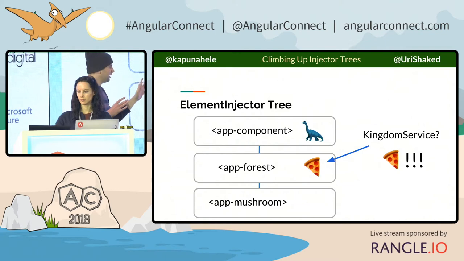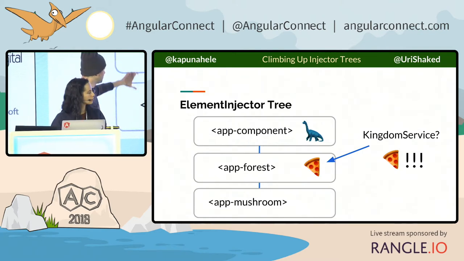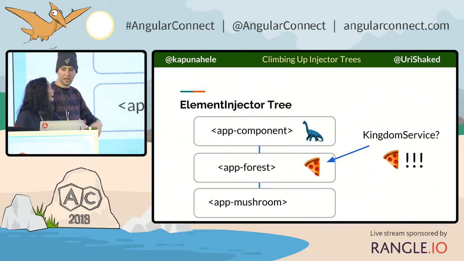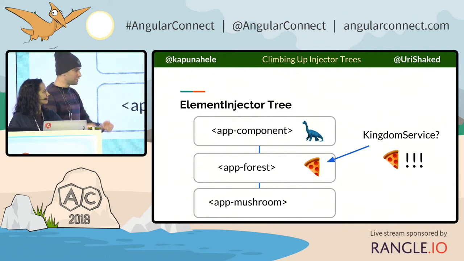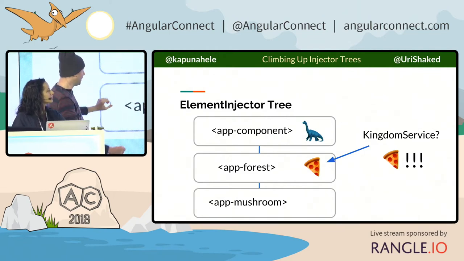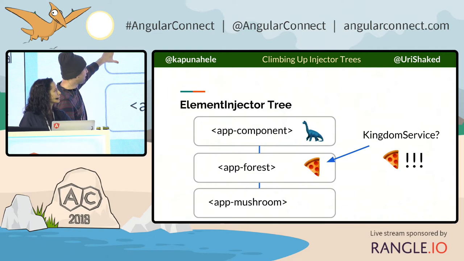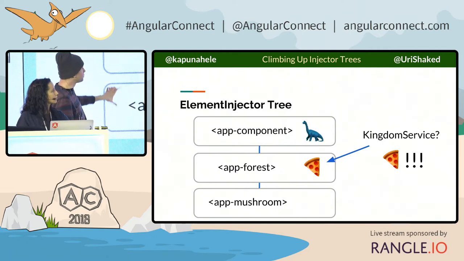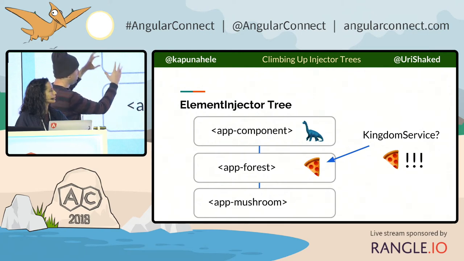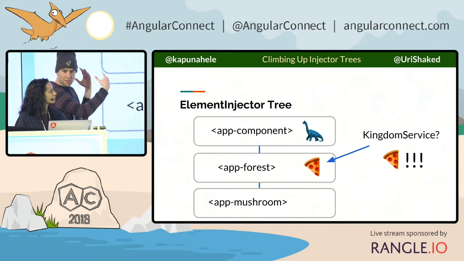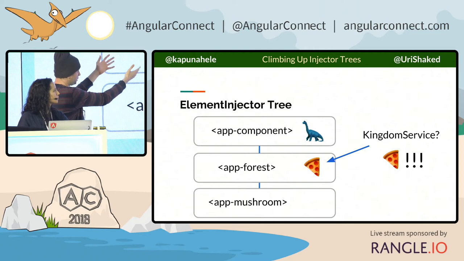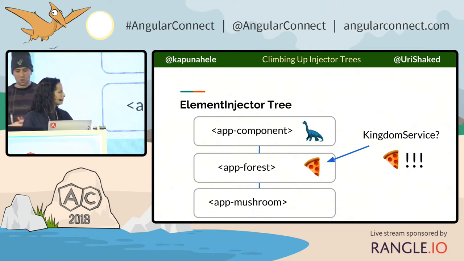So basically, it doesn't look at a template. It looks at the DOM that was created as a result of rendering this template. And in this DOM tree, App Mushroom is actually a child of App Forest. And that's why it looks there and finds the pizza. It doesn't matter in which template it was defined. It matters where it ended up being, which is inside the App Forest.